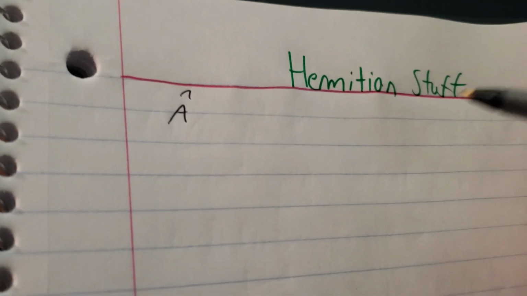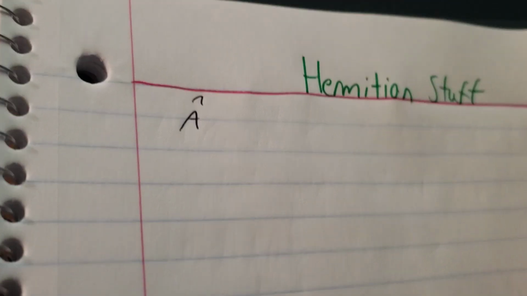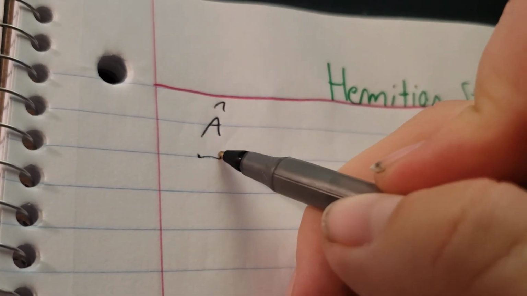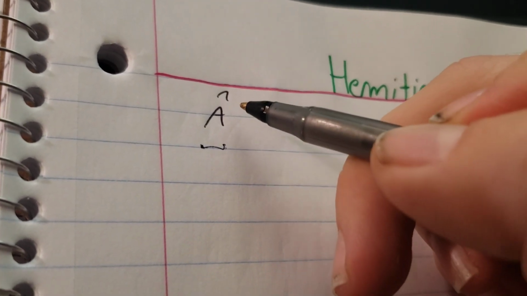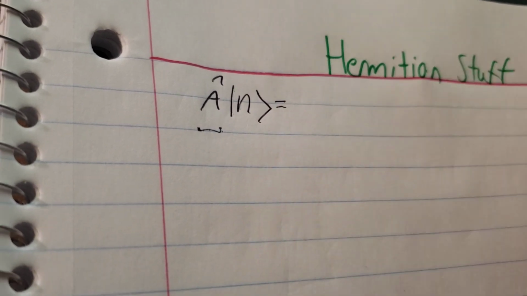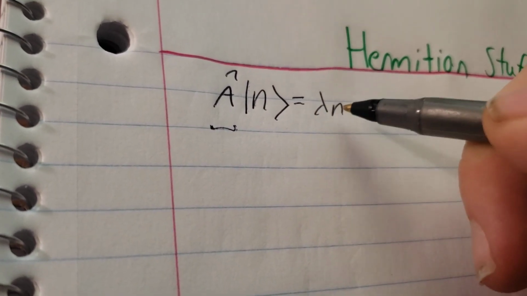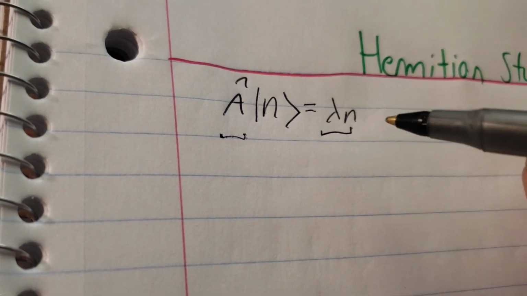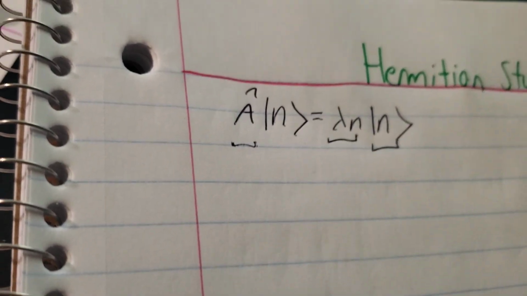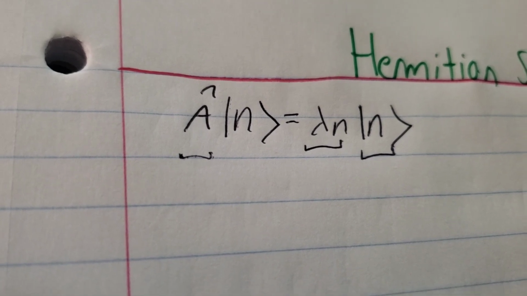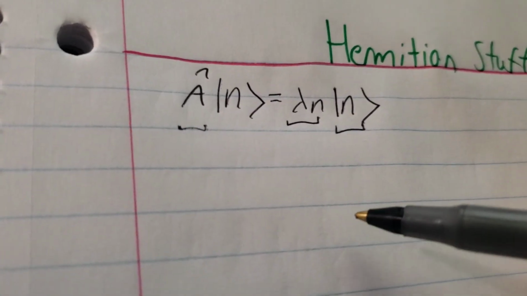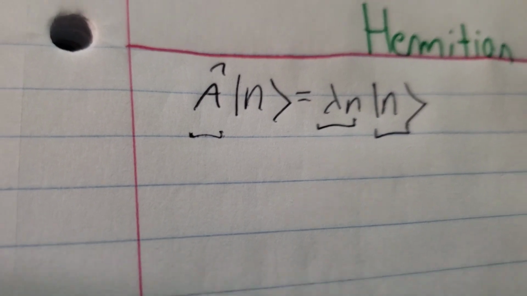So I'm going to look at some interesting properties of the eigenvalues and eigenfunctions of Hermitian operators. So say we have a Hermitian operator A hat, and let's act it on its nth eigenfunction n, and it's equal to lambda sub n, the nth eigenvalue, times the state n. For this video, I'm going to assume that there's no degeneracies in our system, which for a lot of useful purposes is the case.